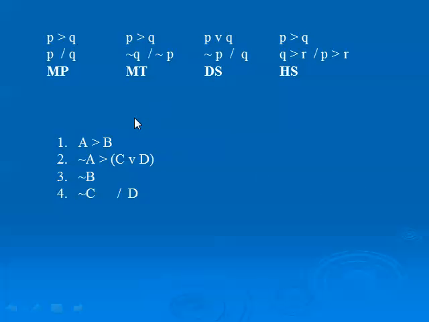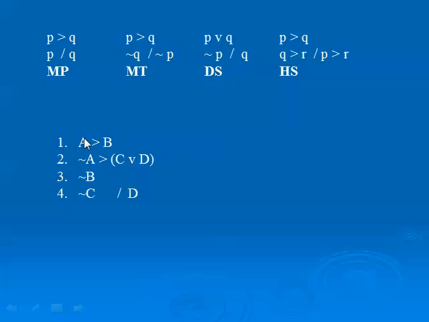That is, we can say, here's a set of premises: A implies B, not A implies C or D, B is false, C is false. Therefore, D is true. We can prove that D is true, not by doing a truth table where we would lay all four of these premises out plus the conclusion, but by applying these rules.